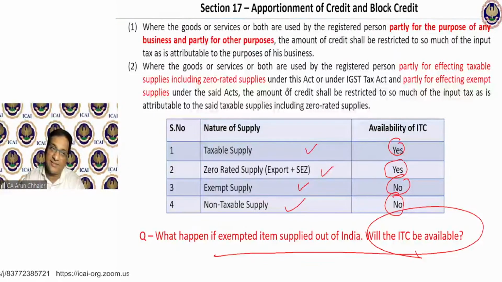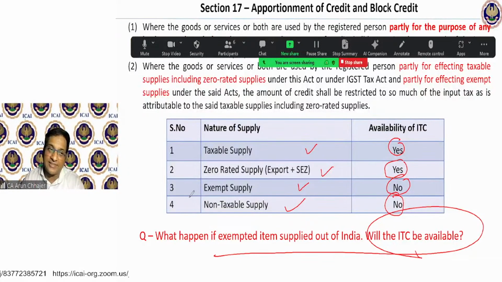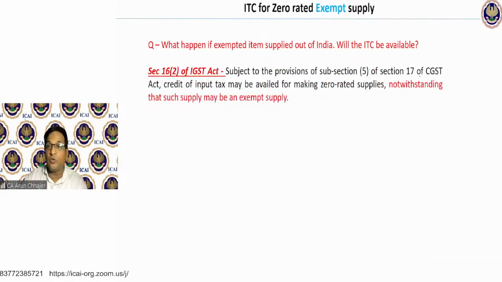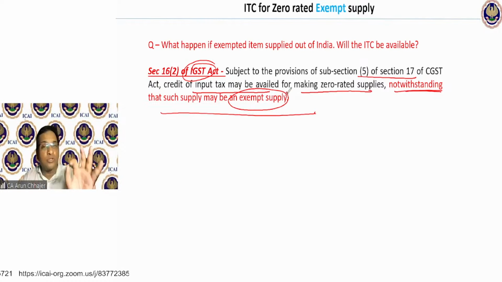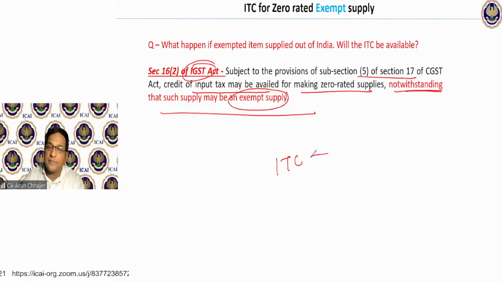Why yes? Because if I read 16.2 of the IGST Act, this line is important. It says that subject to 17.5, ITC can be availed for making zero rated supplies. Even if the supply is exempted, no problem. You can claim the ITC and subsequently you can take the refund also.